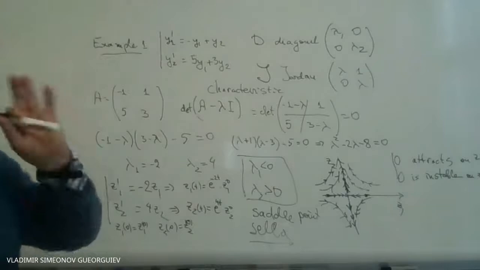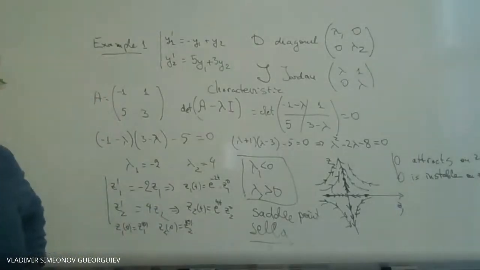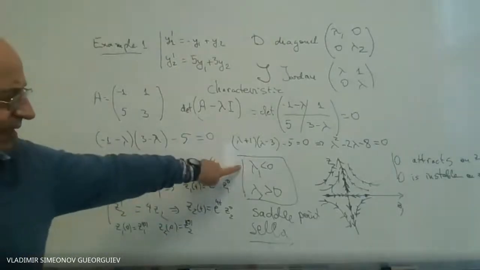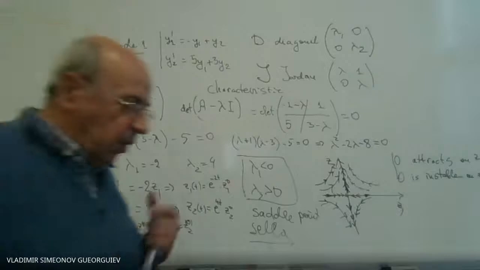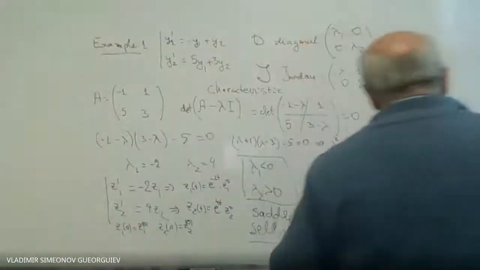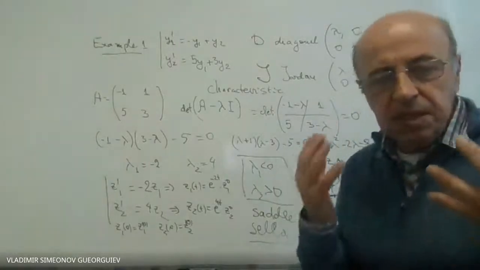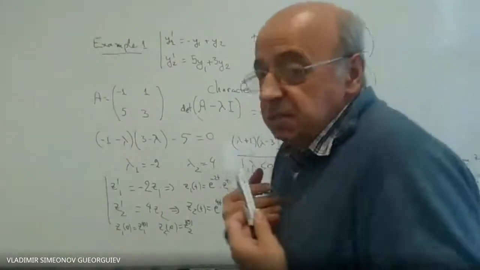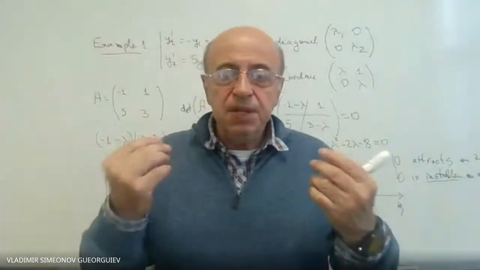So our first appointment is with the saddle point. This means one eigenvalue is negative, one is positive. Now, why do we use the word instability? What is the meaning of instability? And what is the meaning of stability? When we use stability, what do we have?